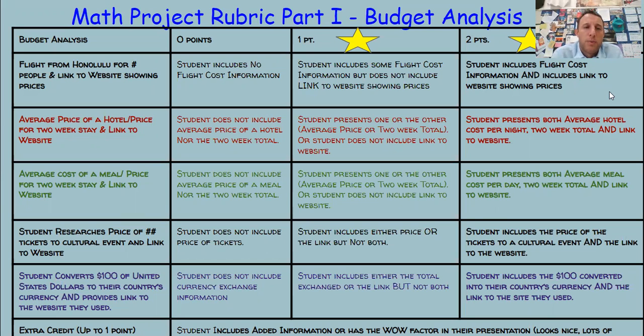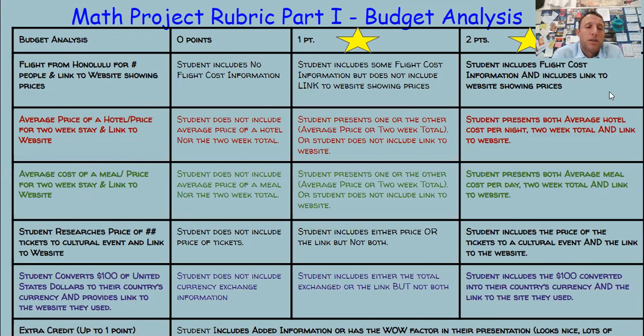Okay. Average price of a hotel, same thing, and the link. Average cost of a meal price and the link. So you need to link your research. You can't just say, oh, it costs $22 to eat in Buenos Aires. You need to show me that you ran some calculations, that there was a site that you found that said, hey, it costs $22 to eat in Buenos Aires.